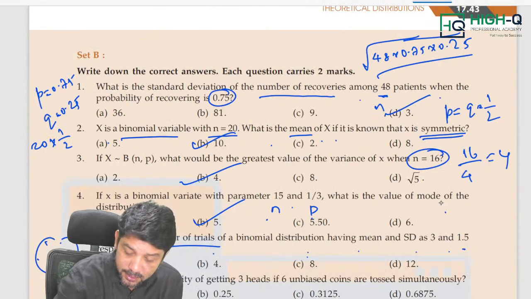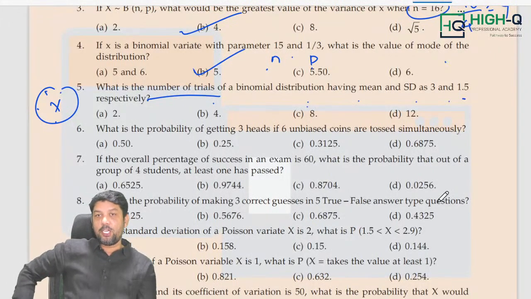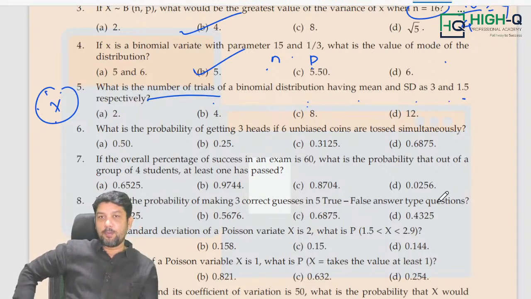Okay? Now, these are the types of questions. Always give importance, my dear. Do not ignore these types of questions. In the examination, I can say definitely the question will come. Either it can come from binomial distribution or it can be asked from Poisson distribution.